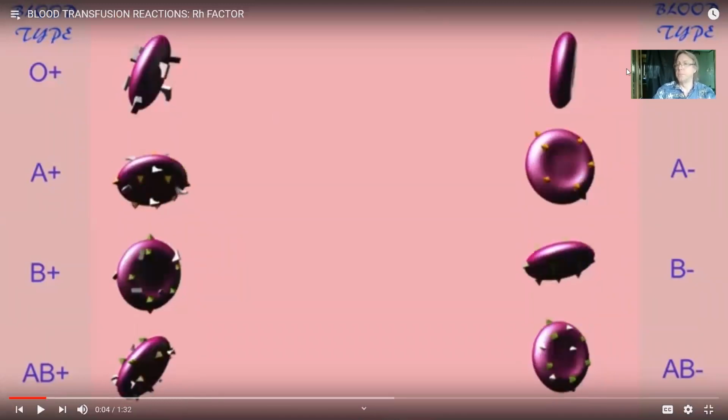So here we have blood type O negative, A negative, B negative, AB negative, and here we have blood type O positive, A positive, B positive. And the difference is the Rh factor.